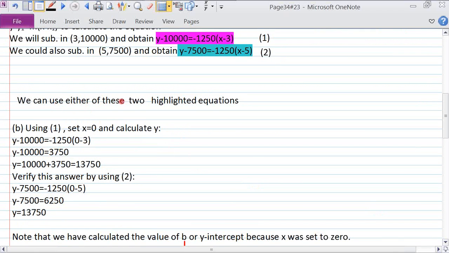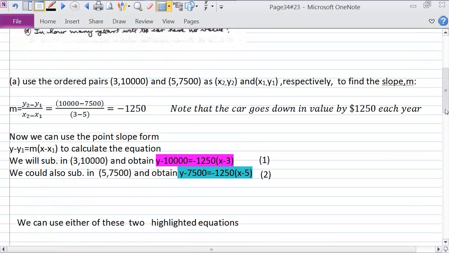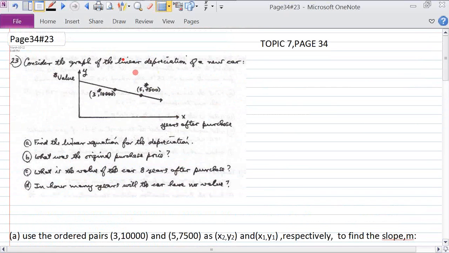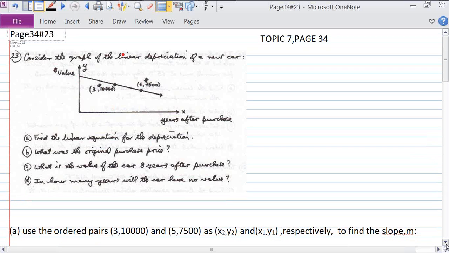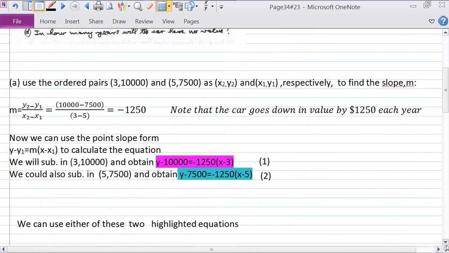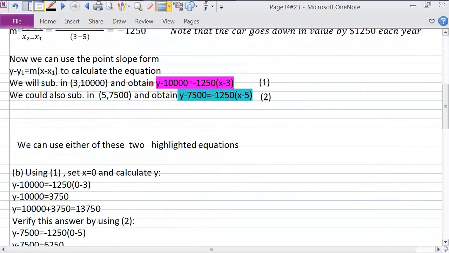We can use either of these two highlighted equations. Part B says, what was the original value of the car? If you go back, the original purchase price, as I mentioned before, is where X is 0. So what we want to do is find the value of Y, which is the dollar value, in this equation when X is 0.